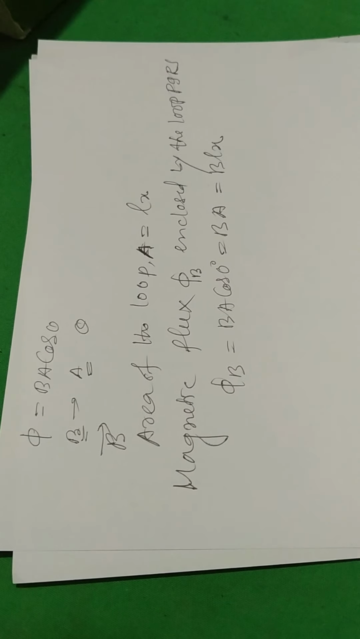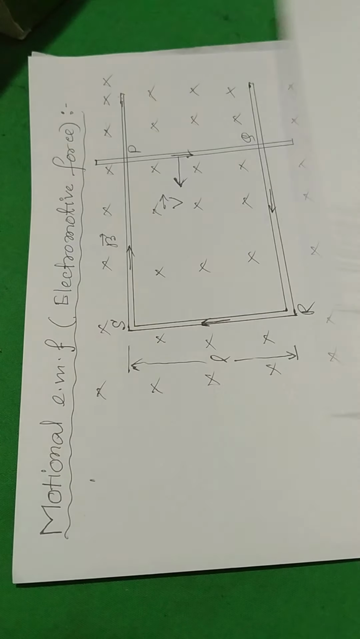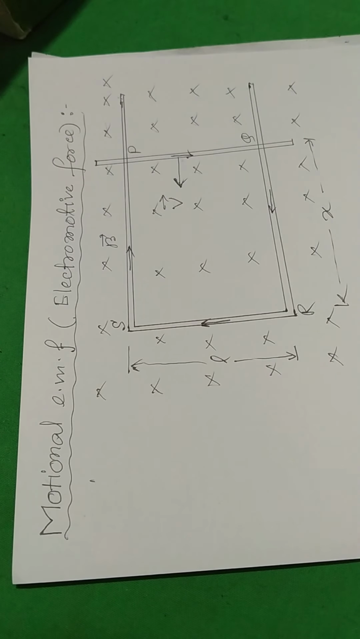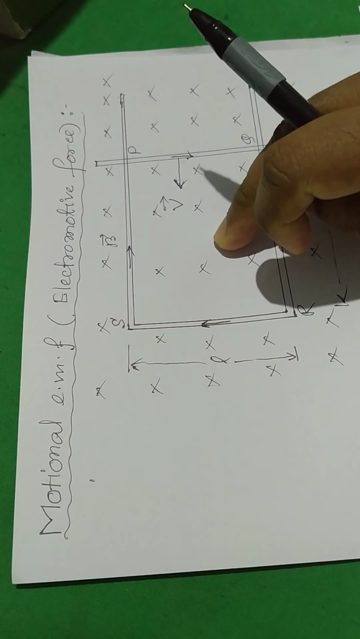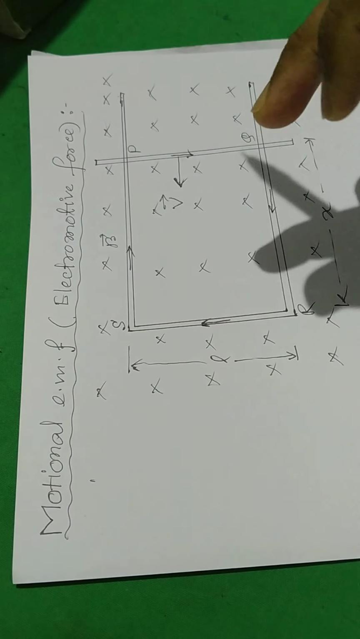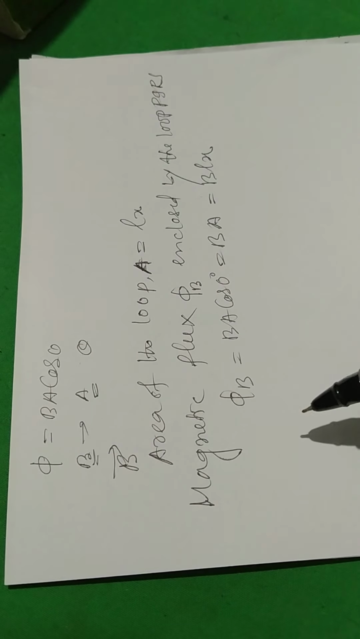Due to the motion of the rod PQ, the area of this loop is decreasing, and hence an induced EMF is produced. The rate of change of magnetic flux linked with the surface induces an EMF. According to Faraday's law, the rate of change of magnetic flux is directly proportional to the magnitude of the induced EMF.